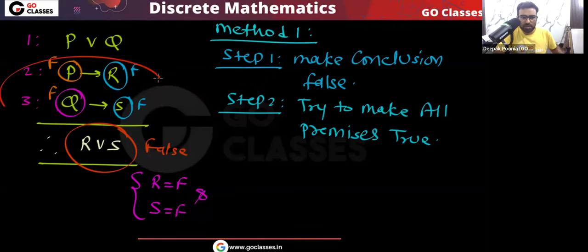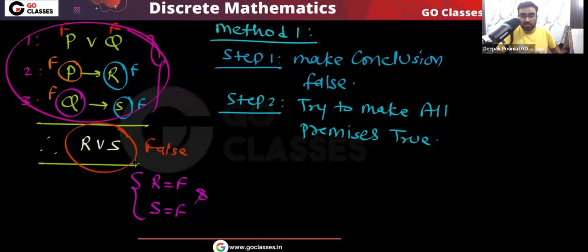Now you can see these two premises are true, but I have to try to make all the premises true. So I will try to make the first premise true as well. But you can see P is false, Q is false, false or false, that is false. So did you notice that after making the conclusion false, if I try to make all the premises true, that is not possible? Yes or no? So here I can say that it is not possible that the conclusion is false and all the premises are true. It is not possible simultaneously. So I can say that this argument is valid. Yes or no?